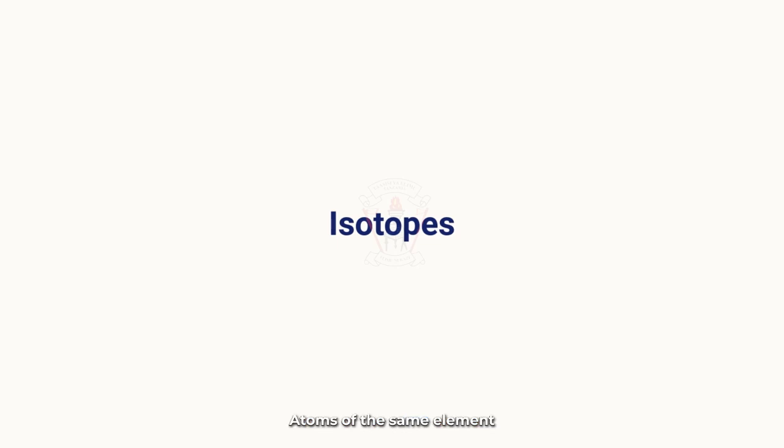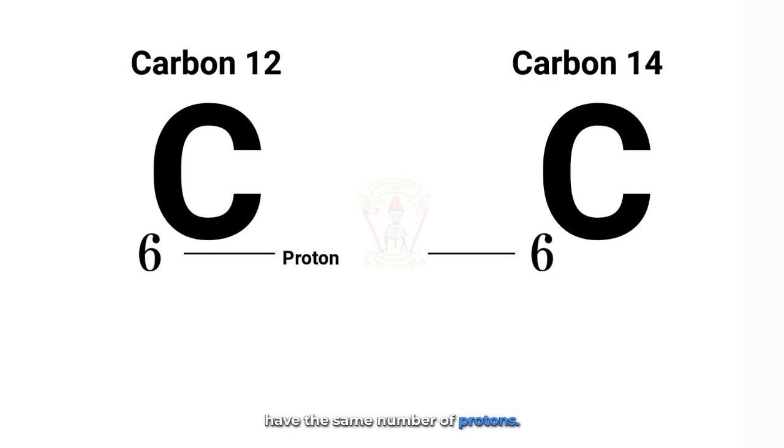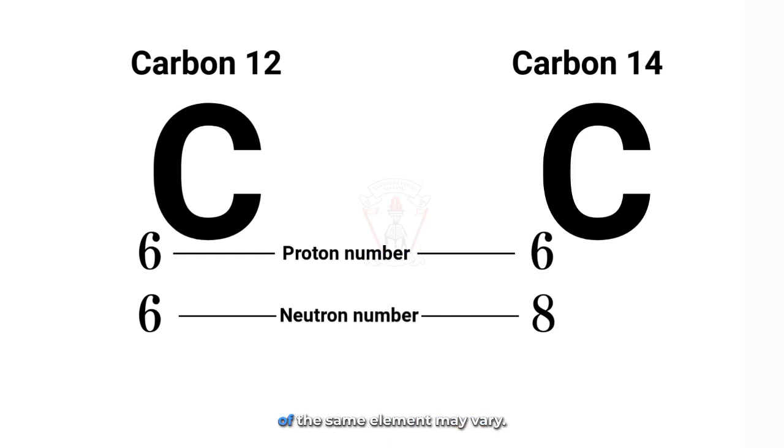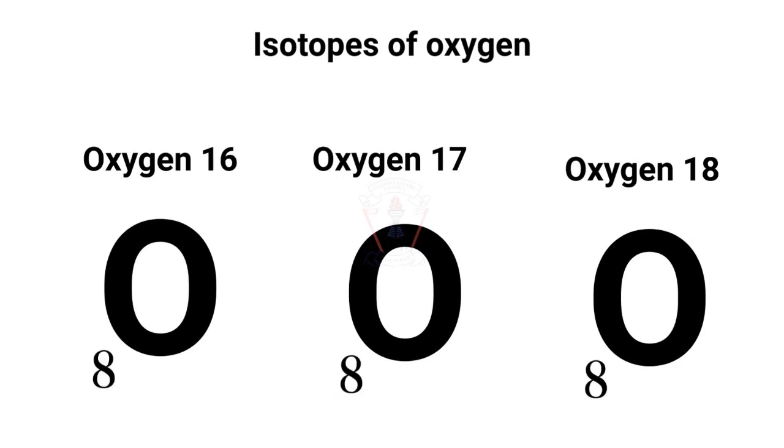Isotopes. Atoms of the same element have the same number of protons. However, the number of neutrons in the atoms of the same element may vary. This means that the atomic number of an element does not change, but its mass number can. Such atoms of an element are called isotopes.